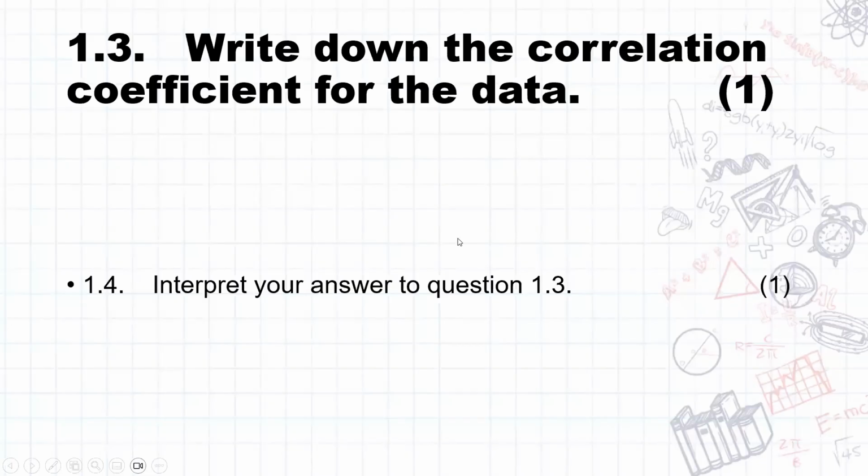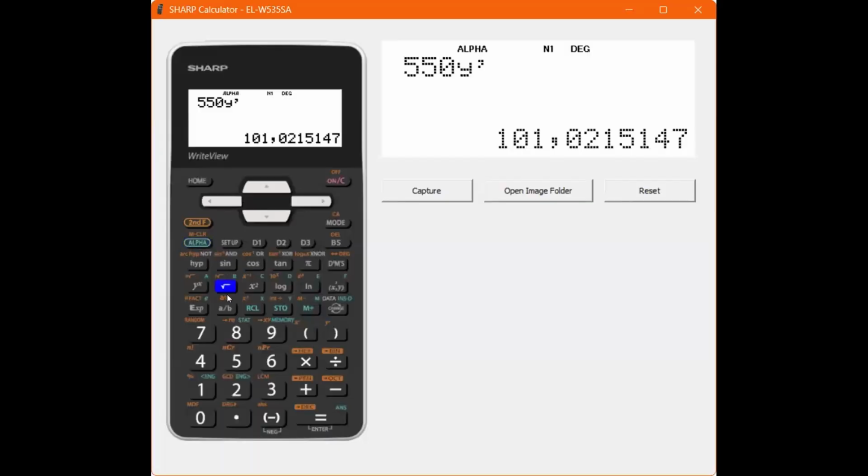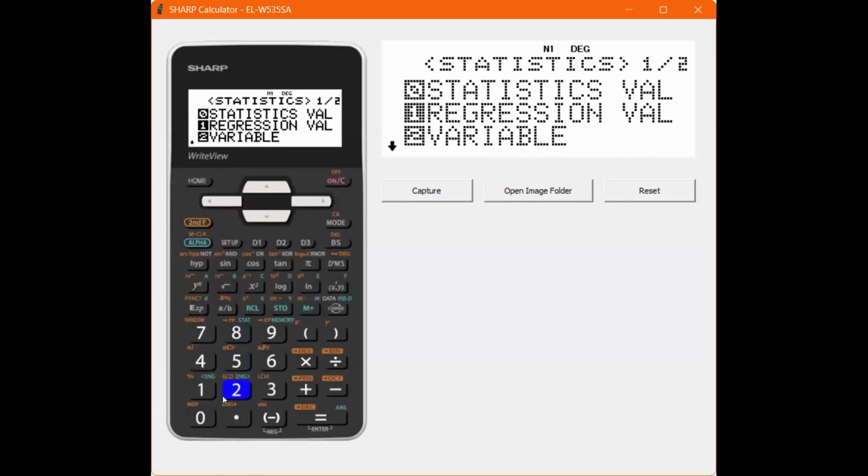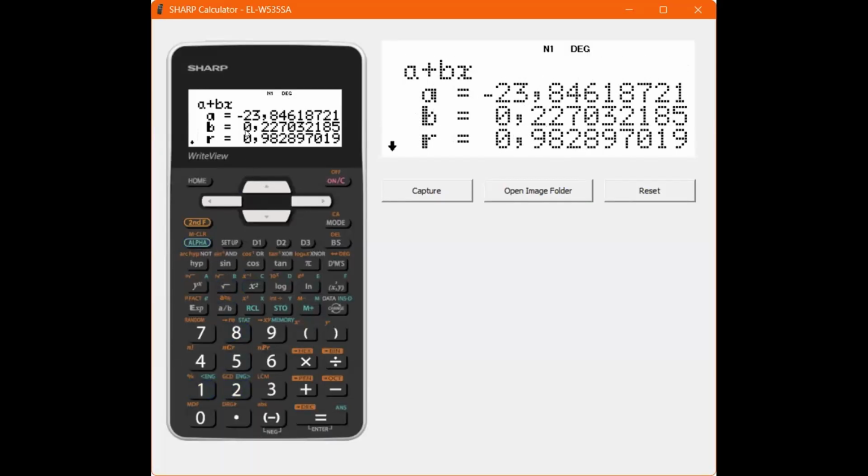It says write down the correlation coefficient for the data. And so that is found again in our linear regression. So all we're going to say is alpha 8 and 1 for regression values. And you can see R is 0,9828, and so on. So we would just round it off as 0,98.